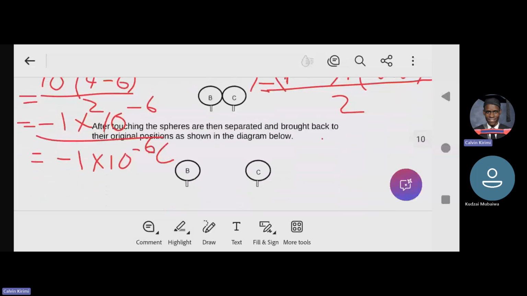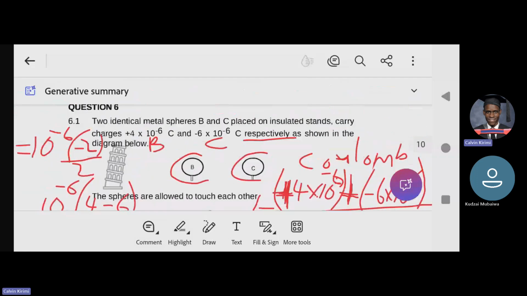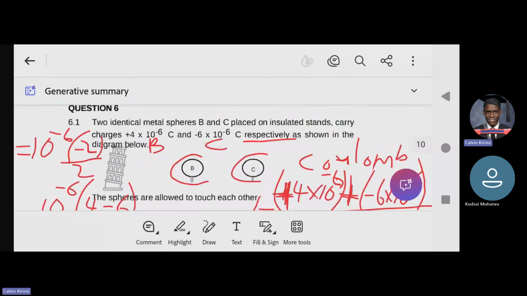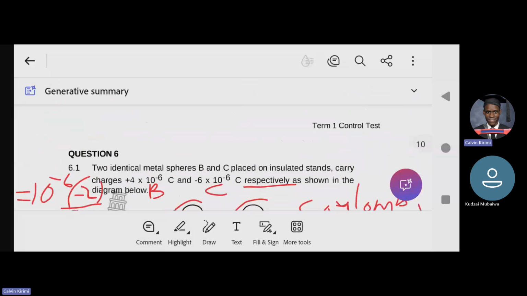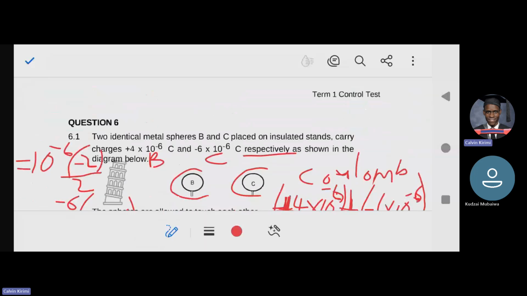So before, sphere B was having 4 times 10 to the power negative 6 coulombs. In other words, if they don't want to give you times 10 to the negative 6 coulombs, they will just say the charge was 4 micro coulombs. Then they say the other one was negative 6 micro coulombs. So you must convert this micro. You must know it's times 10 to the power.